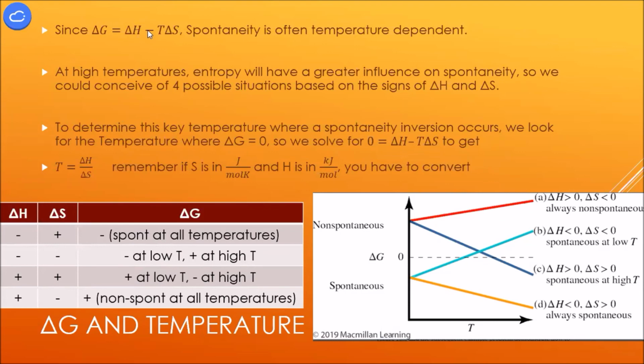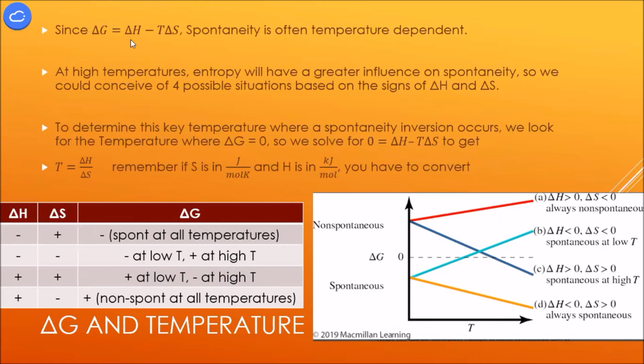It's always going to work. When delta H is positive, so it's an endothermic reaction, and entropy is negative, so minus a negative is the same as adding a positive, it's always going to be non-spontaneous. There's not going to be a way to make this work by changing the temperature. So negative, positive, always spontaneous; positive, negative, never spontaneous.